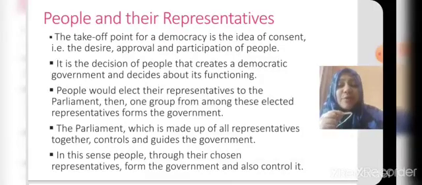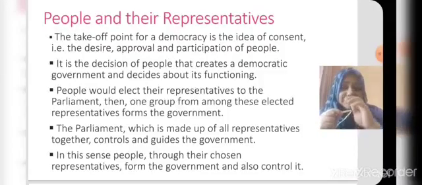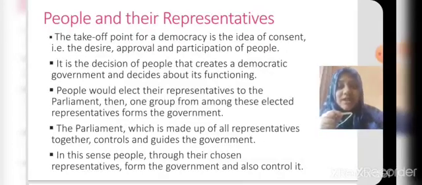So everyone together, all the citizens together, they decide whether the person who is standing as the representative is eligible to become the government or not, to function as a government or not. And hence it is ultimately, indirectly, the people of India only who decide the democratic government. People elect their representatives to the parliament, then one group from among these elected representatives forms the government.